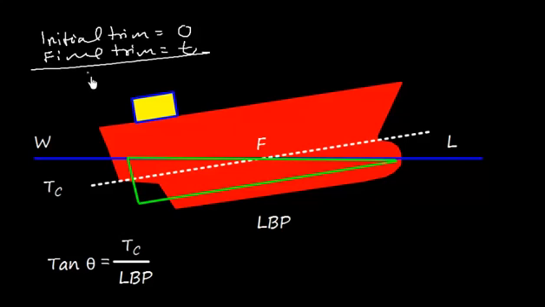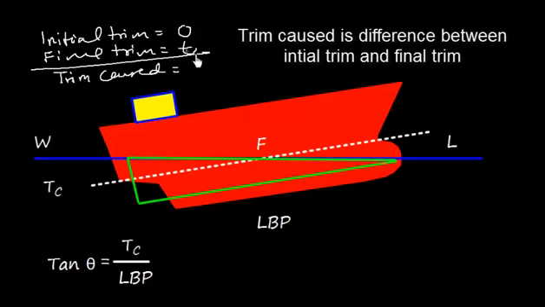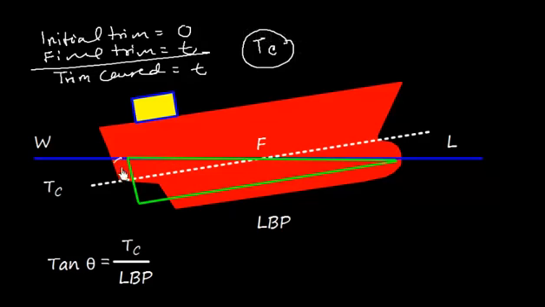So what is the total trim change? Trim change is 0 minus T, that is T only. I can write it like this: TC. Trim change is TC. So here this is the trim change. So tan theta is TC divided by LBP, where this is the angle.